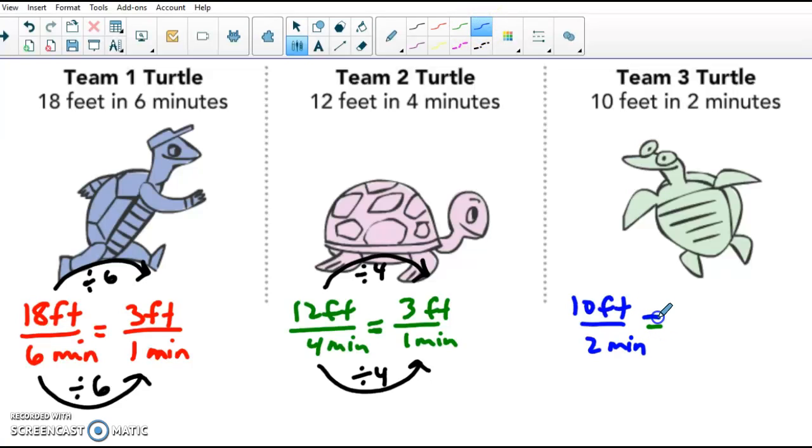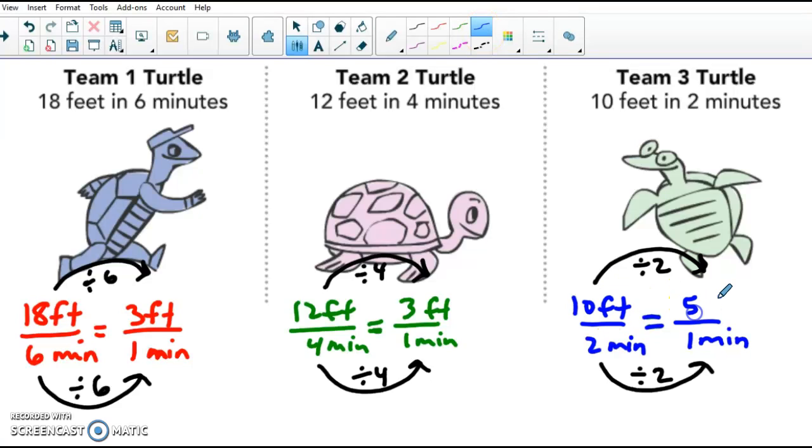And finally, I'm going to create a unit rate so I can compare all 3 turtles. And so I need to figure out how to turn 2 minutes into 1 minute. So of course I will divide by 2. Whatever I do on the bottom, I must also do on the top. 10 divided by 2 is 5. So this turtle is traveling 5 feet per 1 minute.